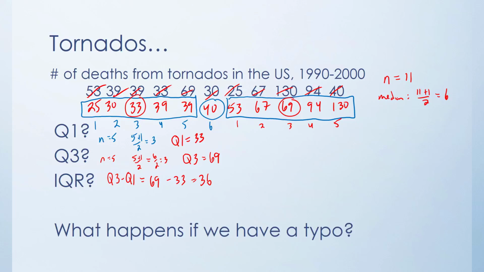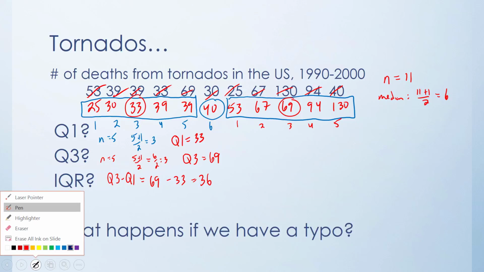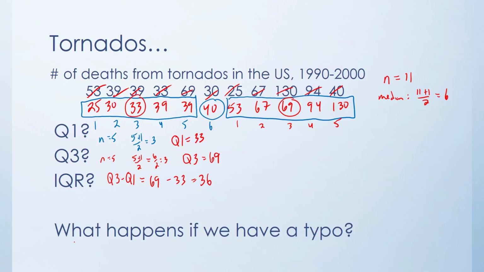All right, so what happens if we have a typo here? Let's pretend that someone was inputting these data values and instead of 130, they input 1300. So what happens, right? What happens to all of our statistics? Of course, when this happens, what's going to happen to our median?